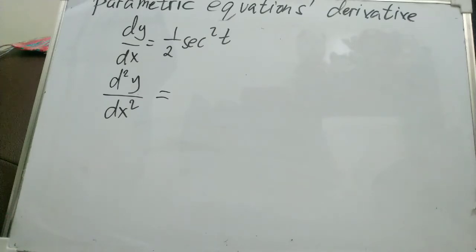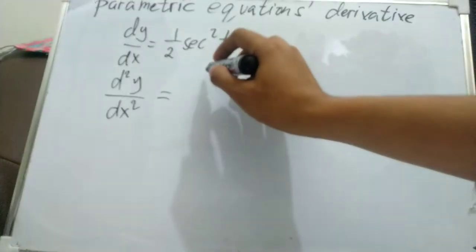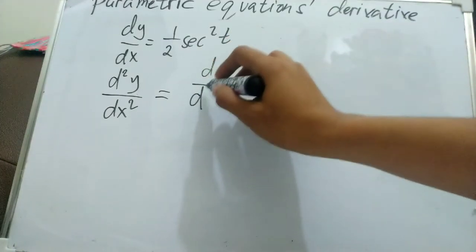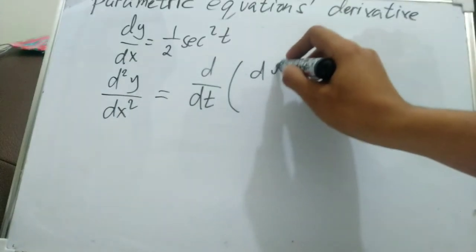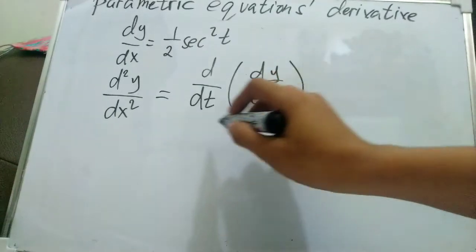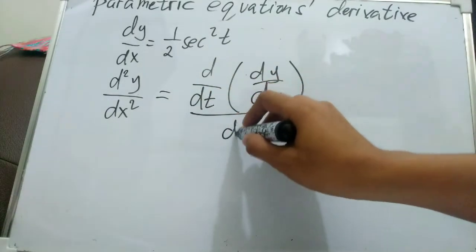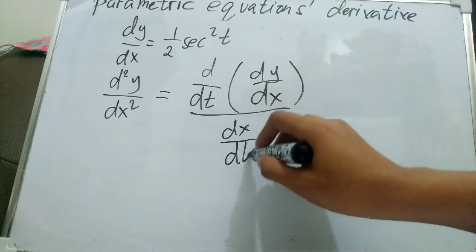Now we are also asked to find the second derivative of the parametric equations. Be careful with this, because the second derivative of parametric equations is not the same as the second derivative of normal functions or normal equations. The second derivative of parametric equations has this formula: d/dt of dy/dx all over dx/dt.